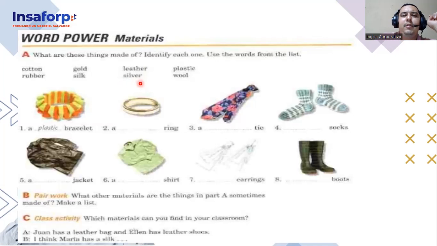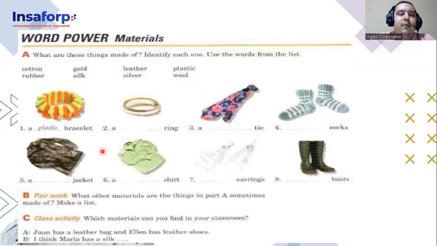Let's move to silver. Silver, plata. But not plata related with money, right? It's plata, okay? Silver. What about plastic? Plástico. What about wool? I don't know if somebody has heard this. Lana. Lana is wool. Okay, guys, let's move to the exercise right here.